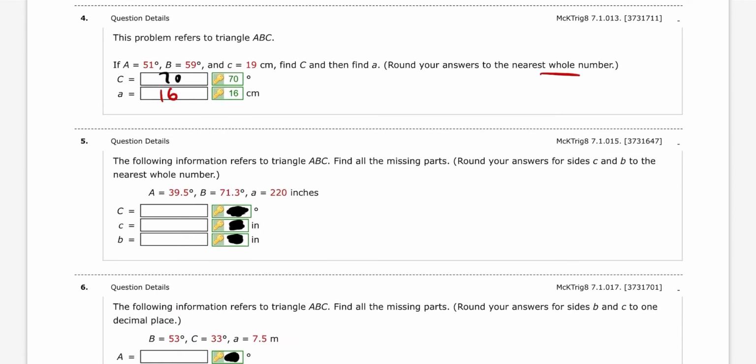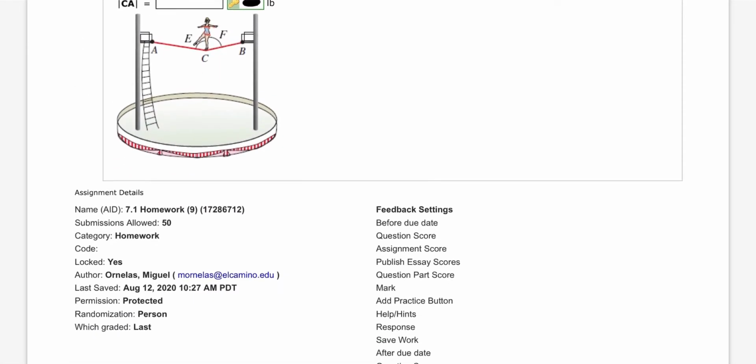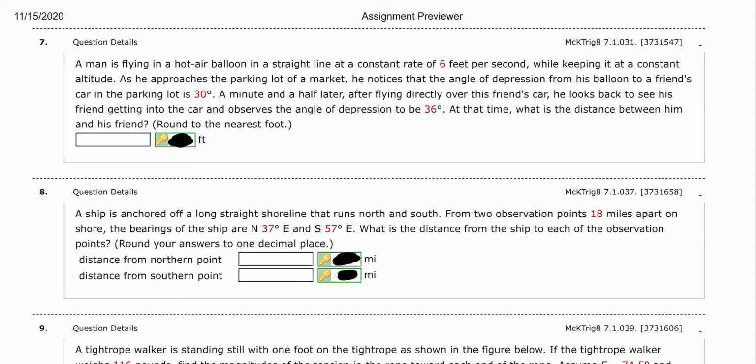So I'm going to skip over to some of the harder problems that are the word problems. These three right here are the harder ones. So I'm going to start with this one right here, number 7. A man is flying in a hot air balloon in a straight line at a constant rate of 6 feet per second. So there's your first number, while keeping it at a constant altitude. As he is approaching the parking lot of a market, he notices the angle of depression is 30 degrees.